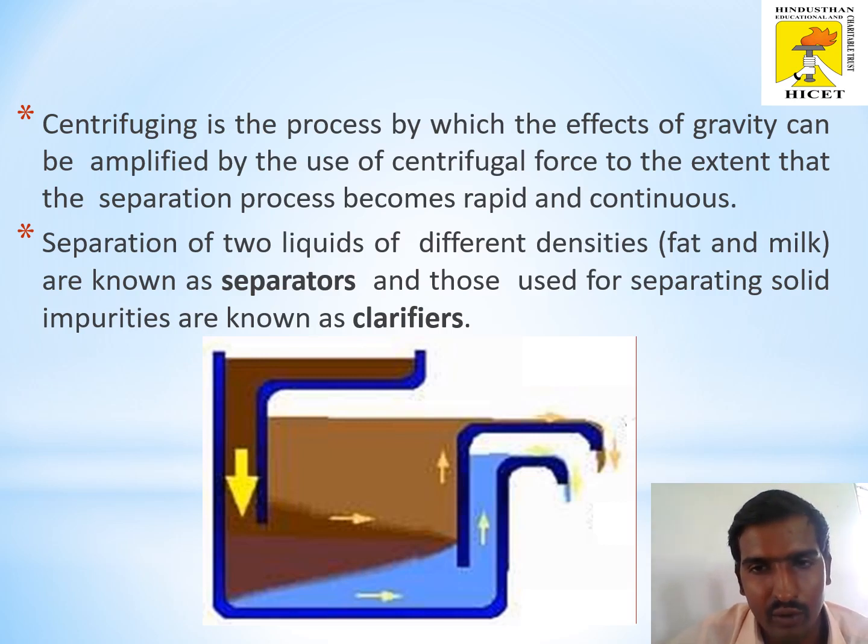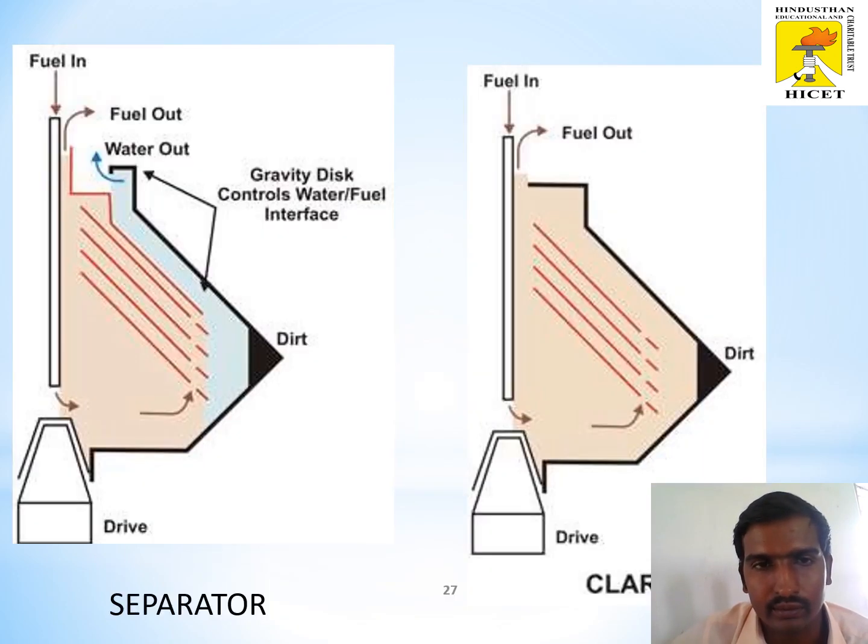Usually the gravitational force already exists, and the centrifugal force speeds up the process and continuously separates the fat, the solid particles and the liquid water. You can see the separator and the clarifier. As I told, the separator will separate two liquids based on the density difference, and the clarifier separates the liquid and the solid dust particles that are present in the milk.